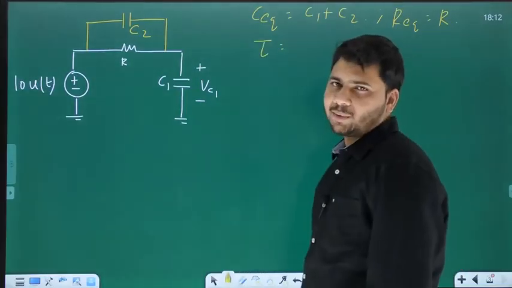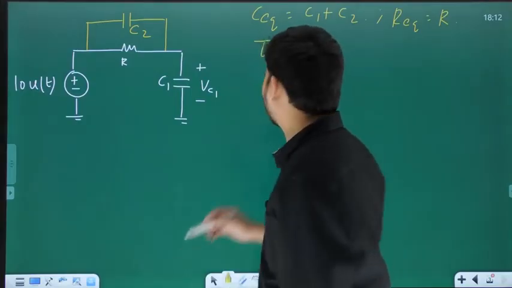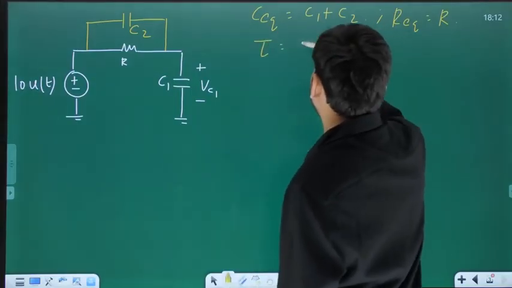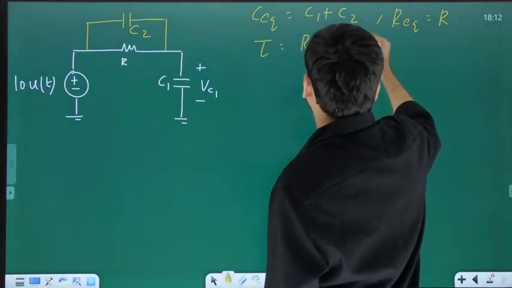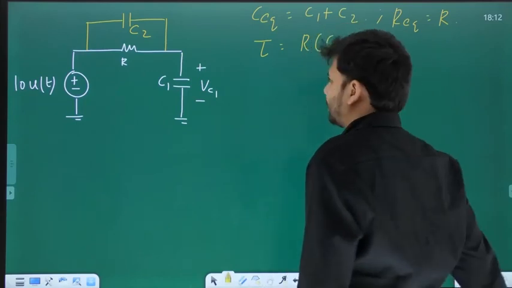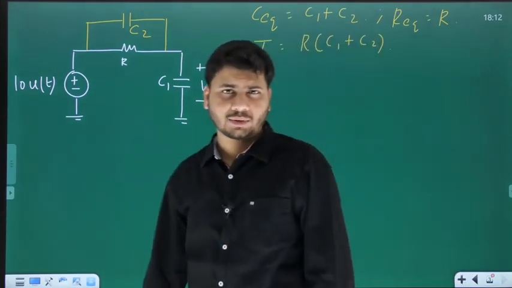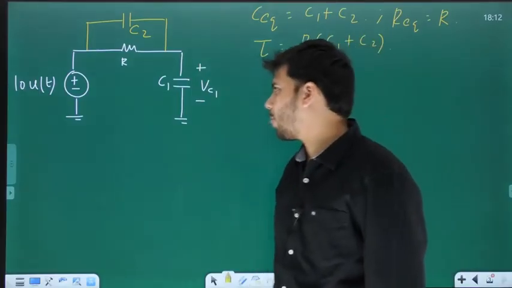So now what is the time constant of this first order circuit? Is it not R equivalent times C equivalent, which is R times C1 plus C2. R times C1 plus C2, okay?